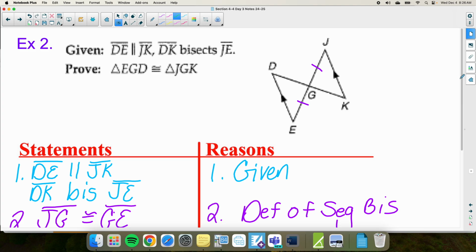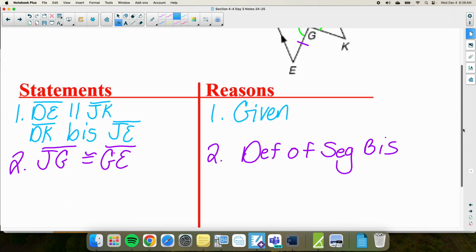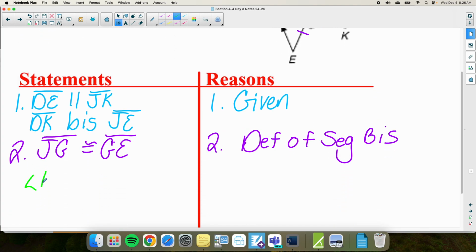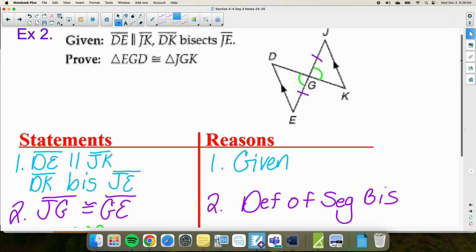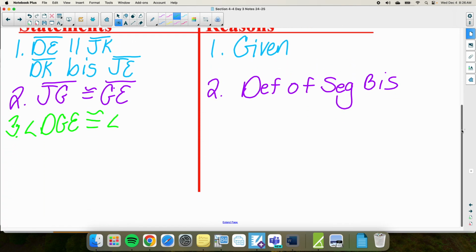Say that again. Yep, vertical angles. Okay, so let's do those. We'd need three letters, so we could say angle DGE is congruent to angle JGK. Okay, and like Chloe said, that's vertical angles.